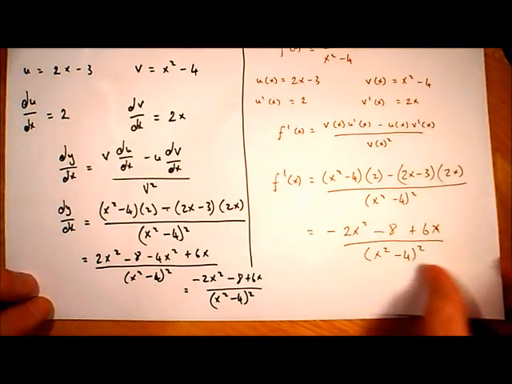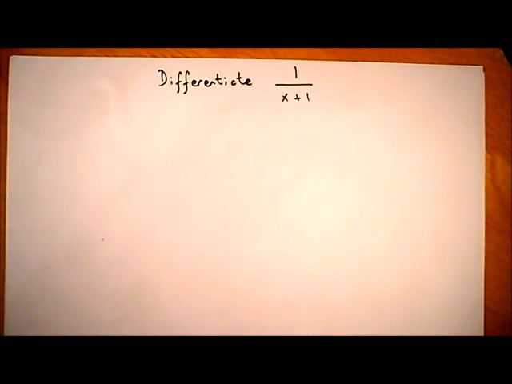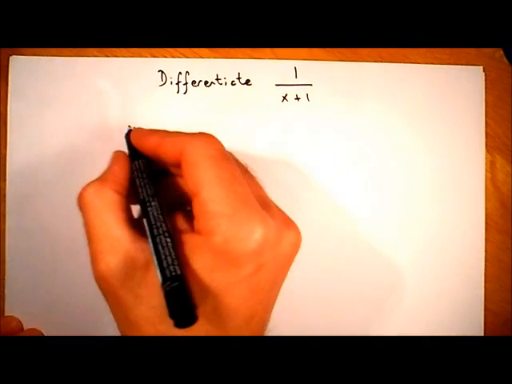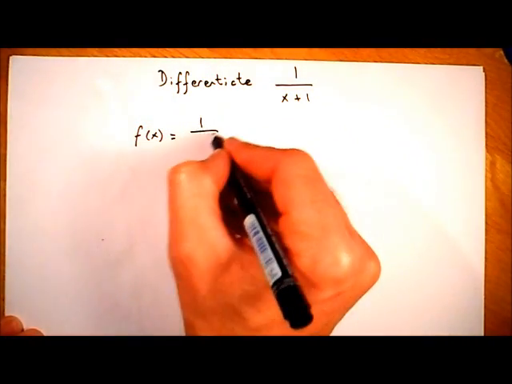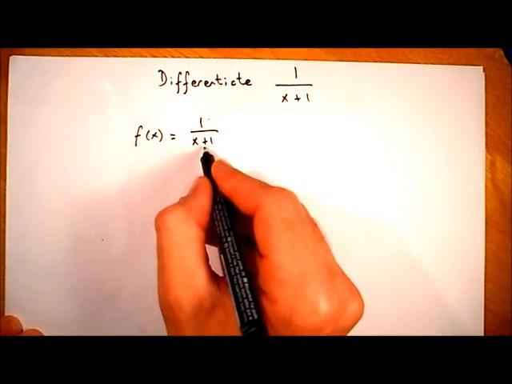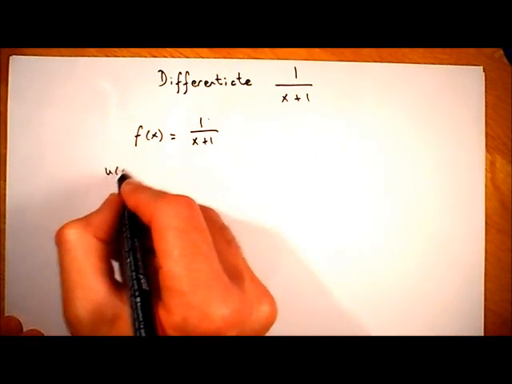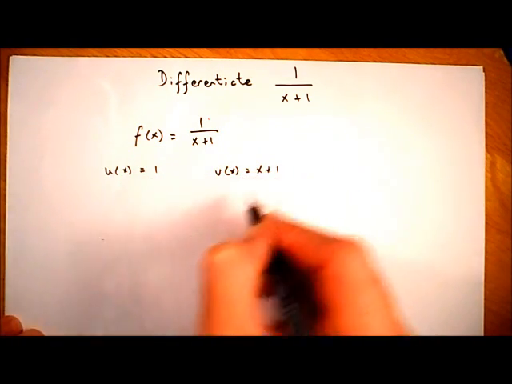Okay, let's try one more example where we have to differentiate this time. We're going to differentiate 1 all over x plus 1. So I'm just going to do this very quickly. I'm going to use, say, the function notation. So f of x, we have to differentiate that. Let's say f of x is equal to that, so equal to 1 over x plus 1. U is the top part, v is the bottom part. So I have u of x is equal to 1. v of x is equal to x plus 1.